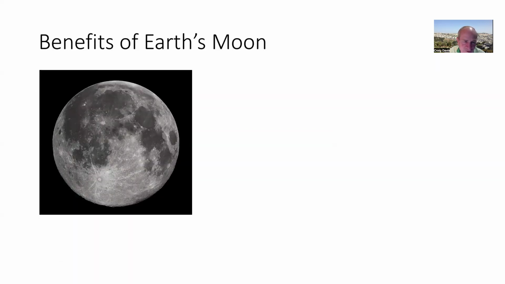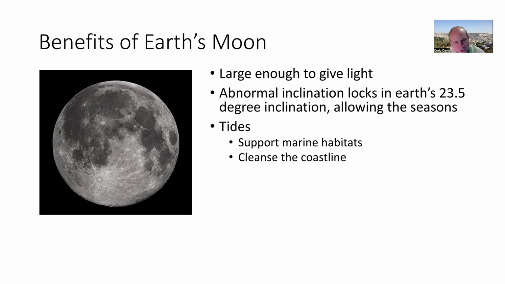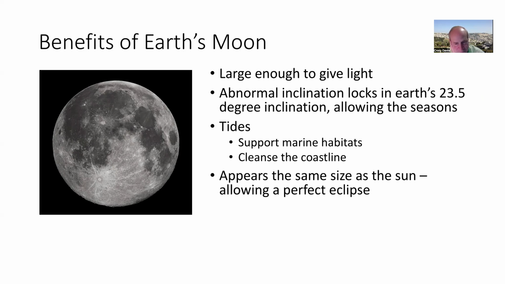Our moon, happily for us, has some benefits for our life here on Earth. For one thing, it's large enough to give light. Second, its inclination tends to lock in the Earth's 23.5 degree inclination. In other words, our inclination doesn't vary. It stays at that 23.5 degree range, and that allows us to have consistent seasons. Earth's moon also gives us tides, and the water tides support marine habitats and tend to clean up the coastline.